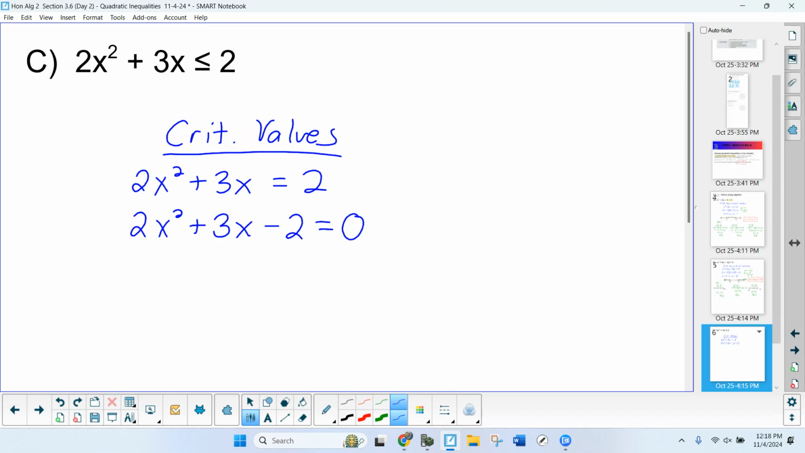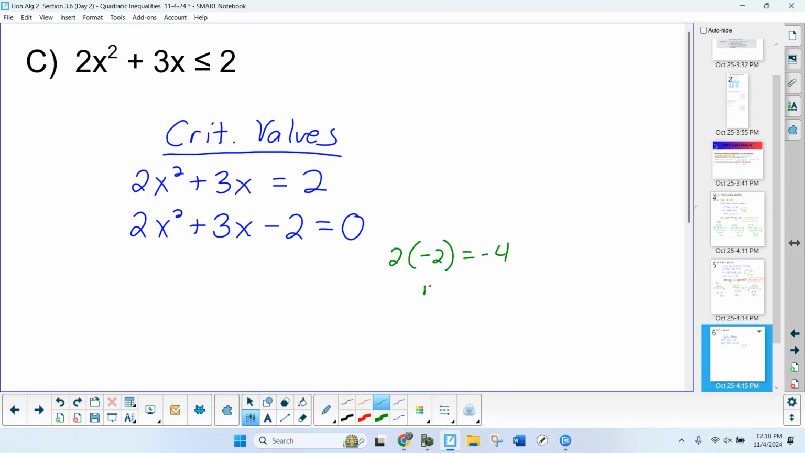So you could multiply 2 times negative 2. What multiplies to give you negative 4, adds to give you 3, break it up. Or you could use the quadratic formula. Okay, you could do either one. Ty, what do you want to do? Factor. Let's factor. Okay, so what are you going to multiply? 2 times -2.